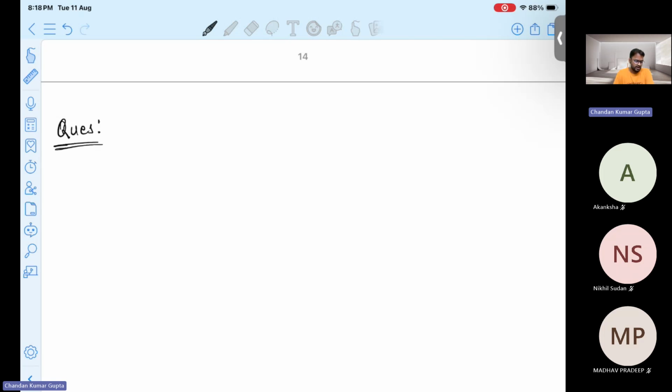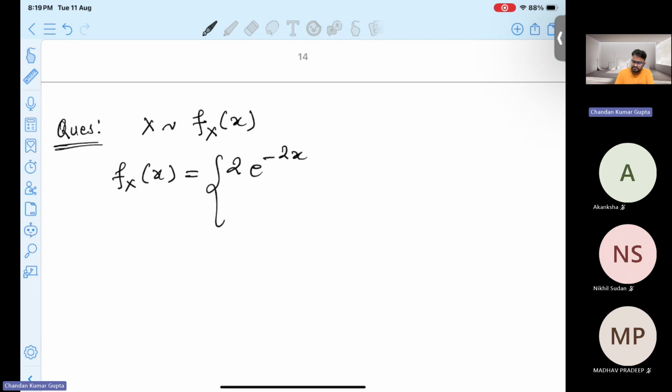Now the next question is, suppose we are given a random variable. Let X be a random variable which follows the PDF f(x), given as 2 e to the power minus 2x. That is the exponential distribution, for x greater than 0, and 0 otherwise. So we are given this PDF. Now we need to find the characteristic function.